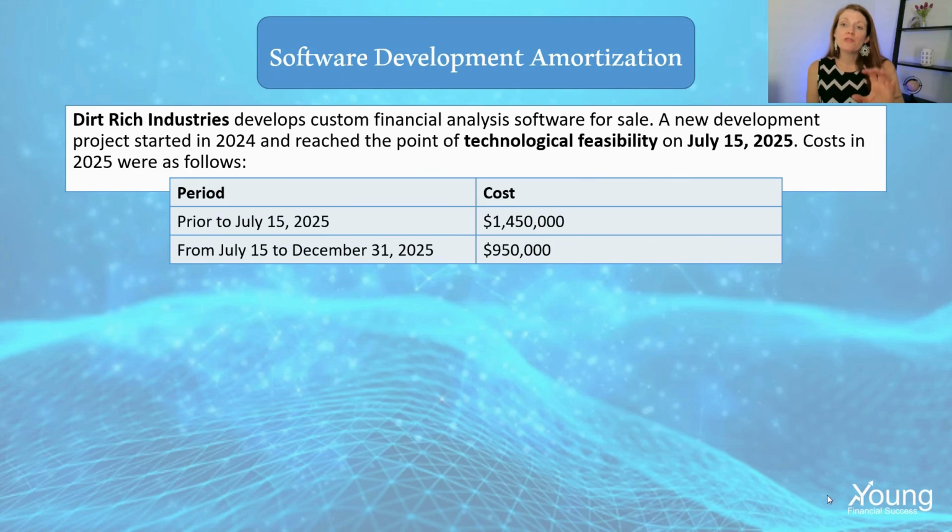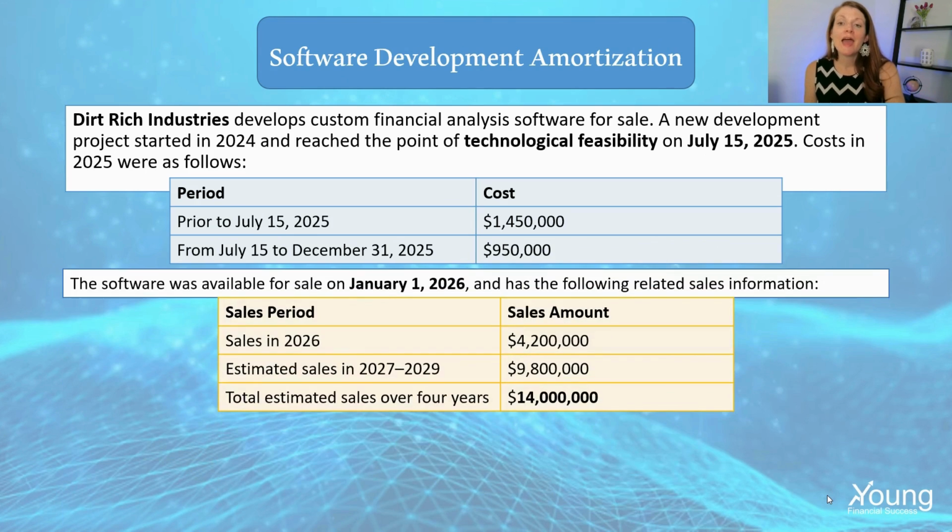So with software development, as they are developing it, we are going to treat those costs one way, and then we're going to treat the cost from the point of technological feasibility to the point of us being able to sell it to customers a different way. And then the software was available for sale and has the following related sales information. So then we're going to treat that after it's sold a different way. So stick with me here.